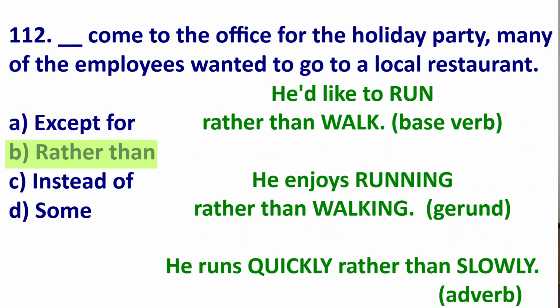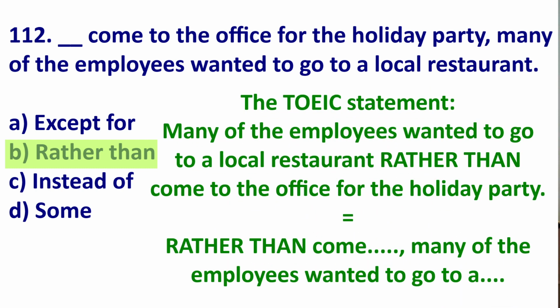Here's an example. He would like to run rather than walk. Notice, rather than is followed by a base verb. Or, he enjoys running rather than walking. Well, as you can see, walking is the same structure as running. That's fine. He enjoys running quickly rather than slowly. Correct. So many of the employees wanted to go to a local restaurant rather than come to the office.